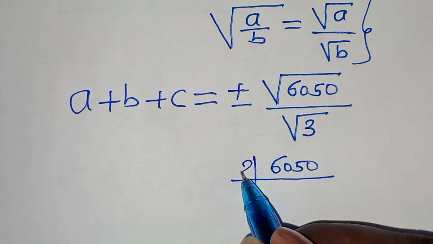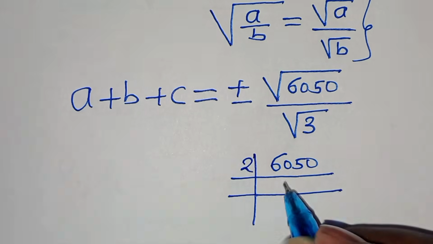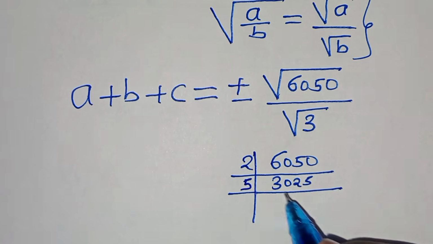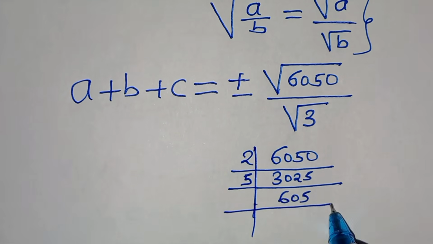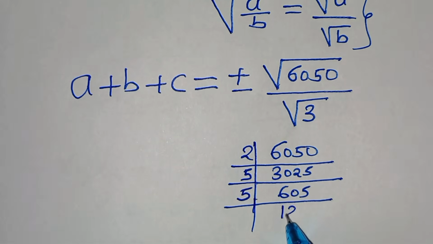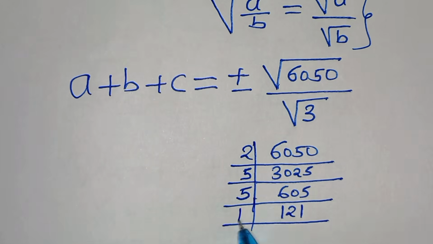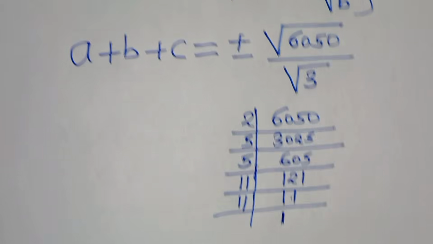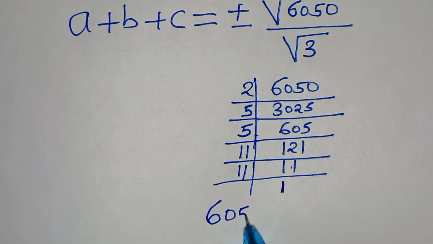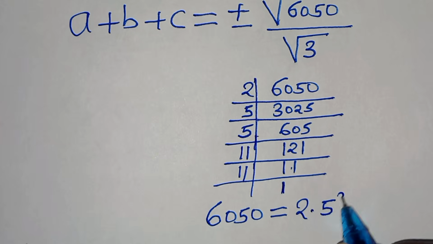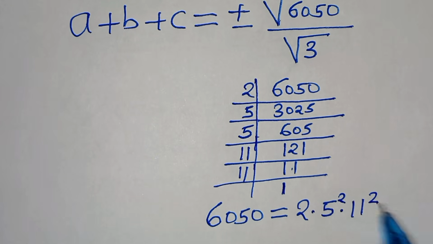We have 6050 divided by 2. This is equal to 3025. If we divide by 5, that is 3025 divided by 5. This is equal to 605. Then 605 divided by 5. This is equal to 121. Then 121 divided by 11. This is equal to 11. Then we have 11 divided by 11. This is 1. So we can represent 6050 as 2 multiplied by 5 squared multiplied by 11 squared.